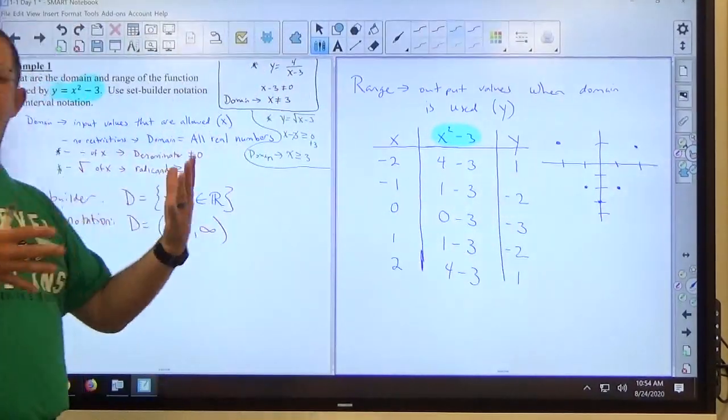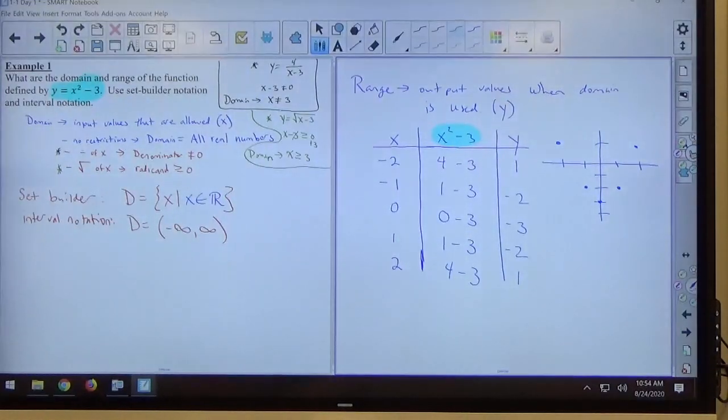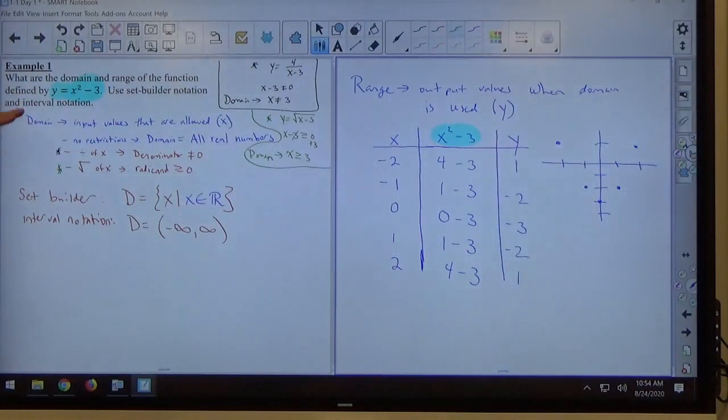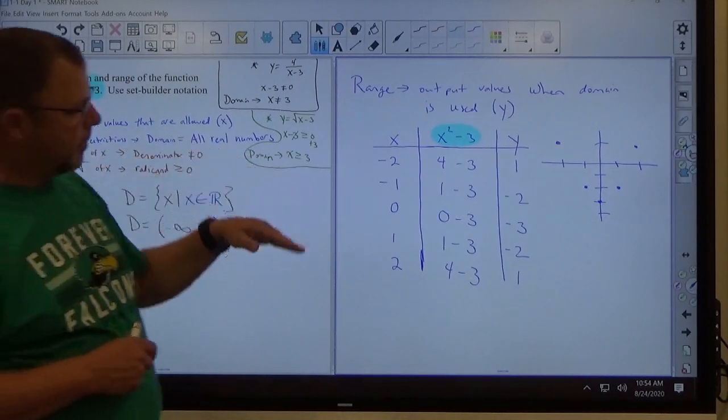So without knowing how to graph a parabola, which is what this is, just by picking those values, I very easily see that it looks like the lowest point on that graph is negative 3. Does it go below negative 3? No. Negative 3 is the bottom, right?